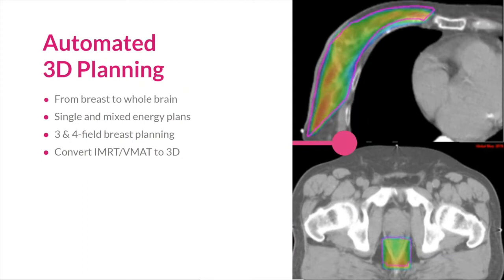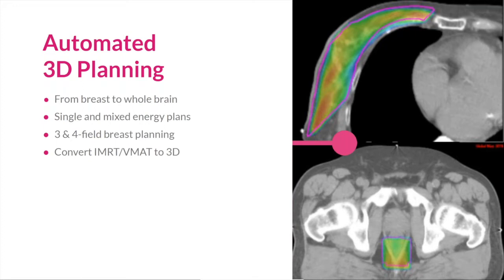EZFluence automates all 3D planning with any beam arrangement. EZFluence generates field-and-field and ecomp plans in seconds. Wedges and manual field-and-field segments can now be replaced with this tool. From breast to whole brain, single and mixed energies, EZFluence can even handle 3 and 4 field breast cases.